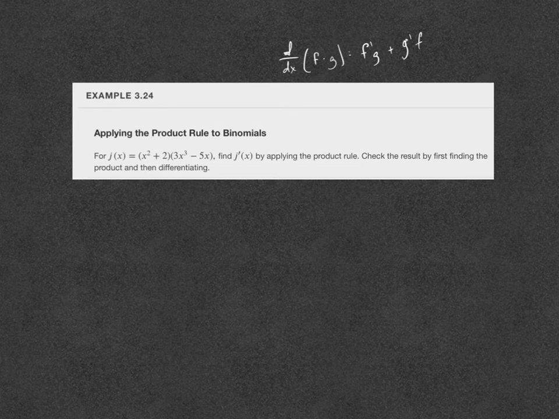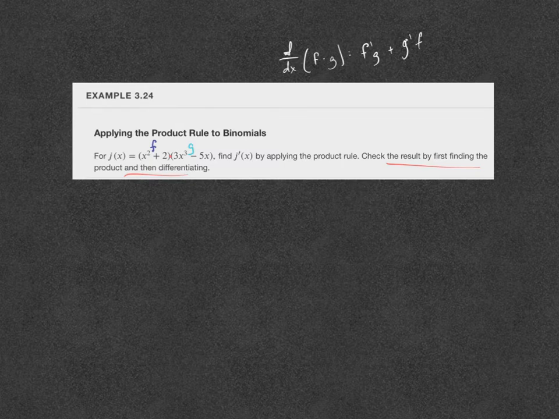This guy here is my f function, for j of x equal to that product, and this guy here is my g part of the function. You notice, hopefully, that they are in fact being multiplied together. It does say to check the result by first finding the product and then differentiating. Again, I'm going to encourage you to go to OpenStax and check out the full solution to this problem. I'm just going to focus on using the product rule. I don't want to make these videos too long.